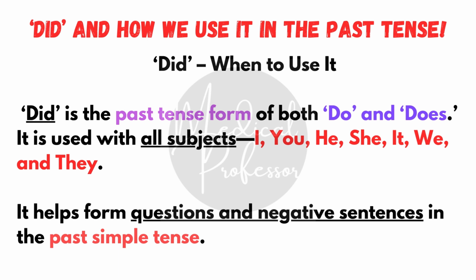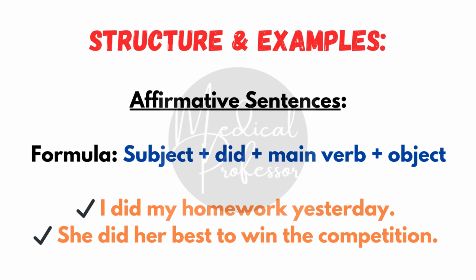Let's talk about did and how we use it in the past tense. Did is the past tense form of both do and does. It is used with all the subjects, that is I, you, he, she, it, we, and they. It helps form questions and negative sentences in the past simple. Structure and examples. Affirmative sentences.